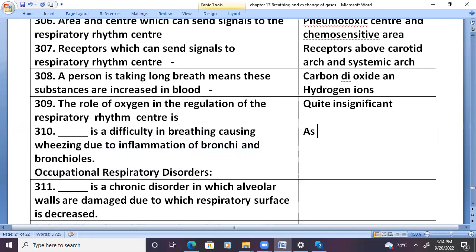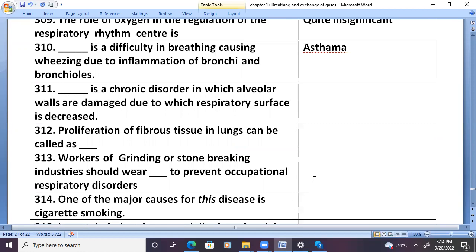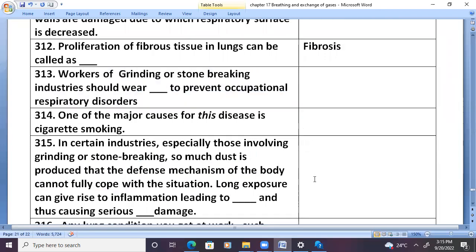The dash is difficulty in breathing, causing wheezing due to inflammation of bronchi and bronchioles. That is asthma. Dash is a chronic disorder in which alveolar walls are damaged, due to which respiratory surface is decreased: emphysema. Proliferation of fibrous tissue in lungs can be called fibrosis. Workers of grinding or stone breaking industries should wear protective masks to prevent occupational respiratory disorder. One of the major causes for emphysema is cigarette smoking.